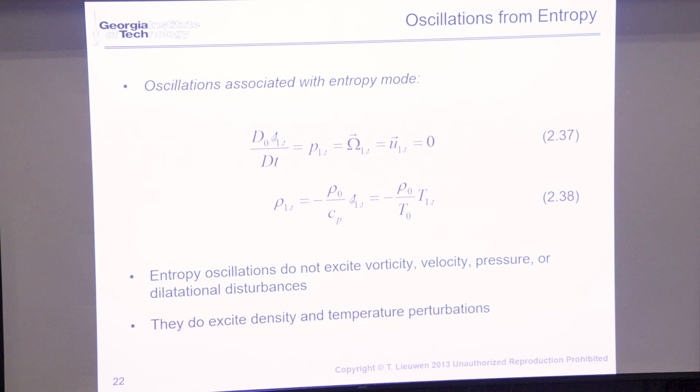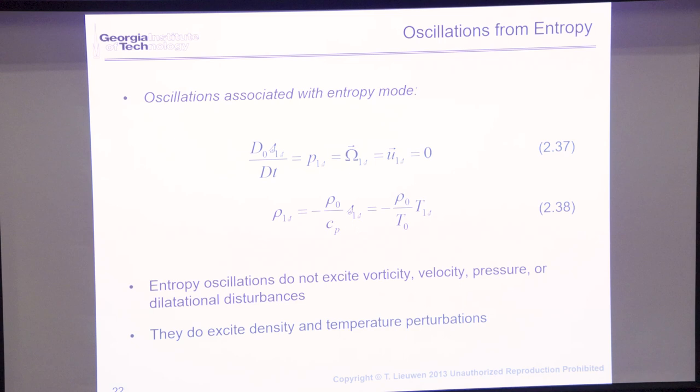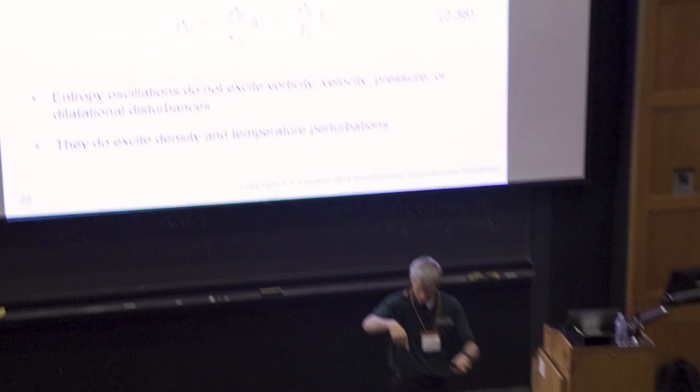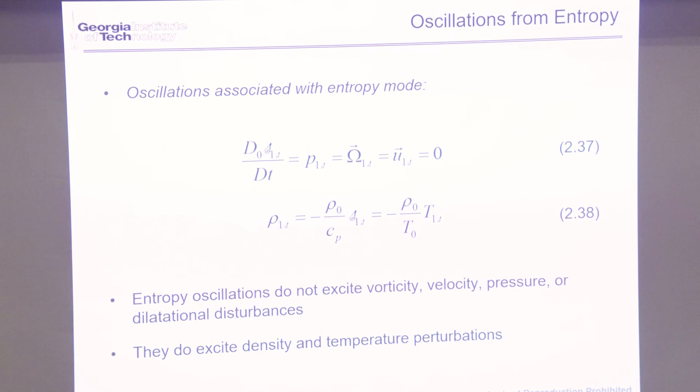So for example, P1S equals zero, what that means is I have this entropy disturbance. Again, the example I gave before was, let's take a laser and create a local hot spot in the fluid. Well, what happens to that hot spot in the fluid? It convects downstream. That's an entropy disturbance. But if I have a pressure sensor and I watch that hot spot go by, I'm not going to be able to measure it via a pressure sensor because P1S is zero. It's also not creating any vorticity fluctuation. It's also not inducing any flow. But that entropy disturbance does cause the density to oscillate and the temperature to oscillate.